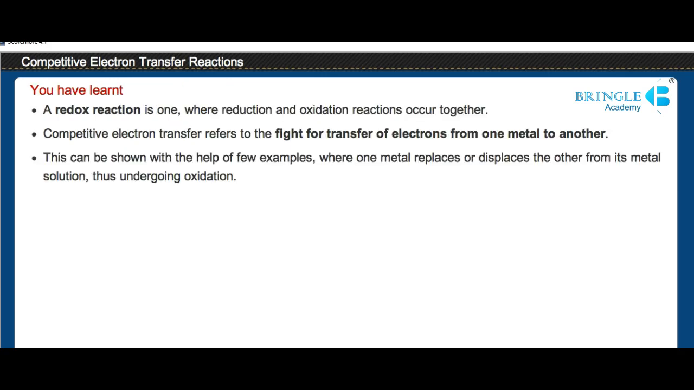You have learnt a redox reaction is one where reduction and oxidation reactions occur together. Competitive electron transfer refers to the fight for transfer of electrons from one metal to another. This can be shown with the help of a few examples, where one metal replaces or displaces the other from its metal solution, thus undergoing oxidation.